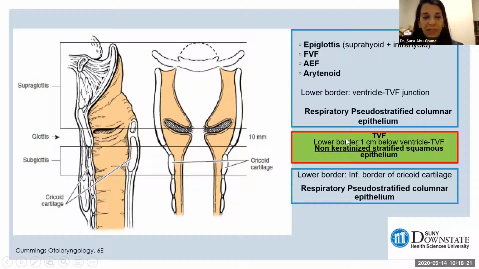Another thing that we need to keep in mind is the epithelium, or the lining. Both the supraglottis and the subglottis are lined with respiratory epithelium. However, the glottis, and we'll see later on in the lecture why it's so important, the epithelium there of the true vocal fold is non-keratinizing stratified squamous epithelium.